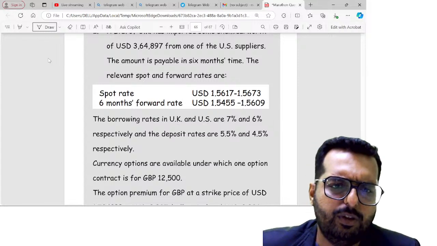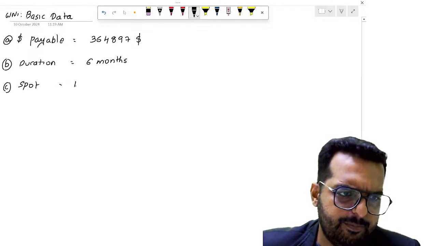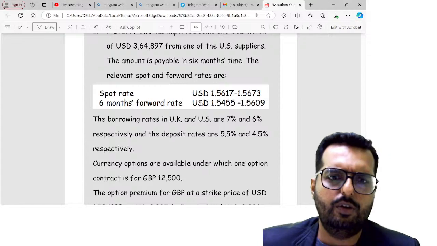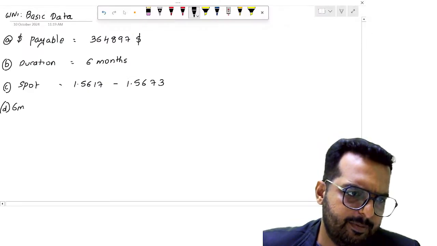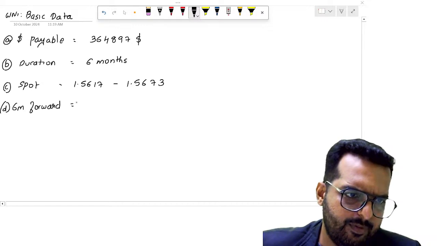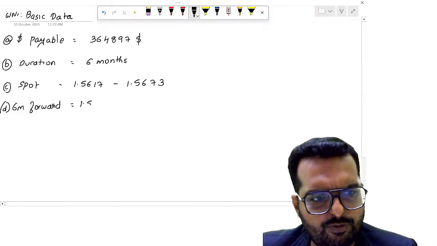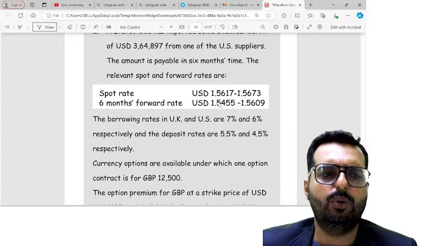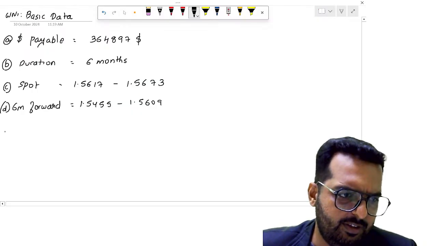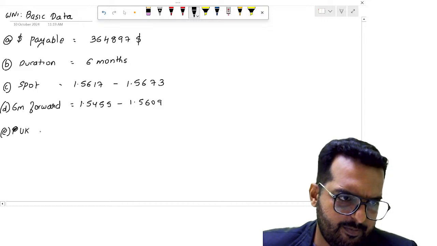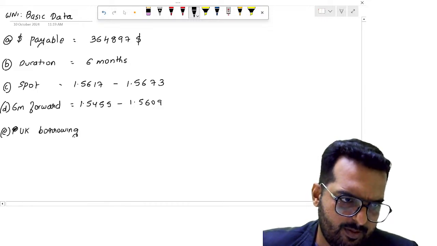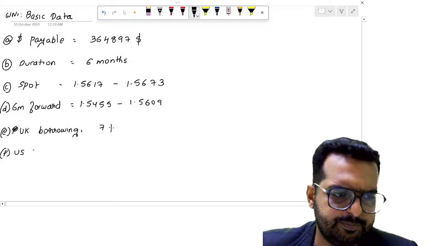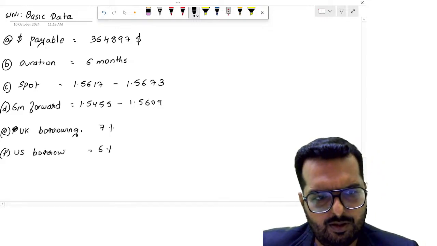All right. So I think we'll put the spot rate 1.5617 hyphen 1.5673. And what is the 6 months forward rate? 6 months forward rate is 1.5455, 1.5609. The borrowing rate in UK is 7%. That is 7%. US borrowing is 6%.